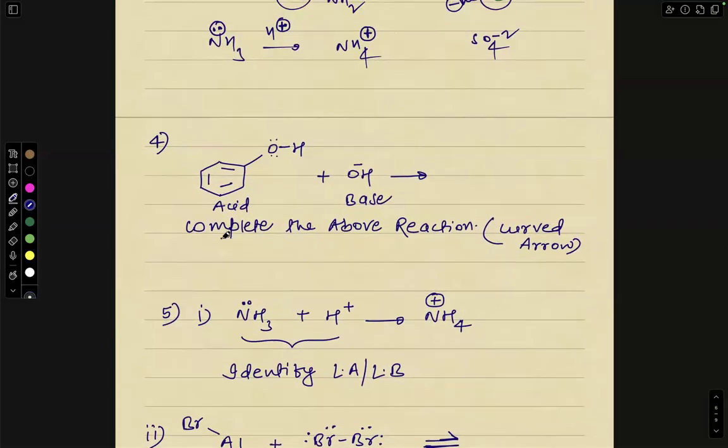Okay, now we have a question. Complete the above reaction, and you can represent the curved arrow. You have my Facebook account. You can share your arrow and send me a message. I am waiting for everyone. Please do it fast. Show me the arrow.